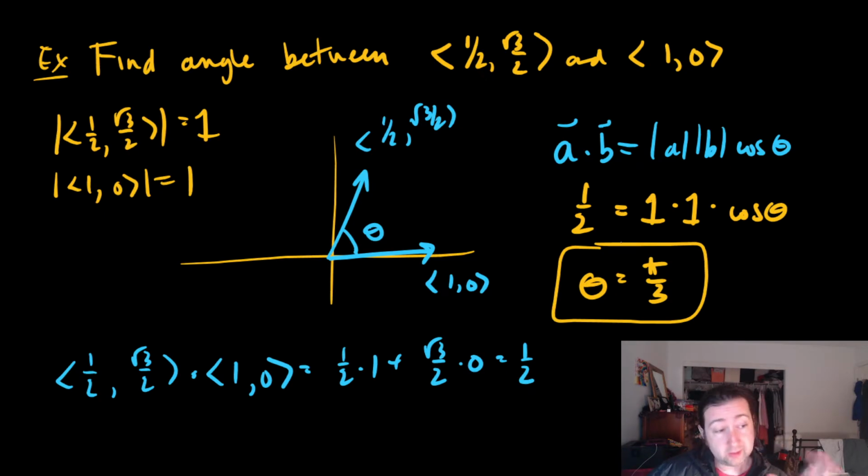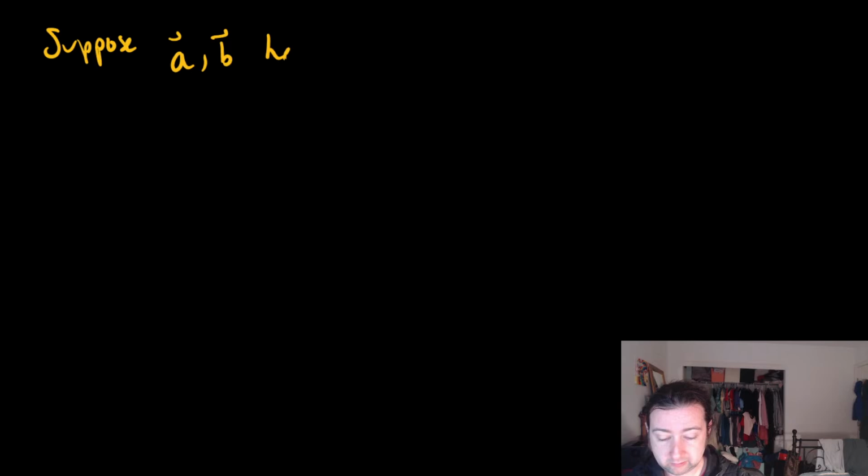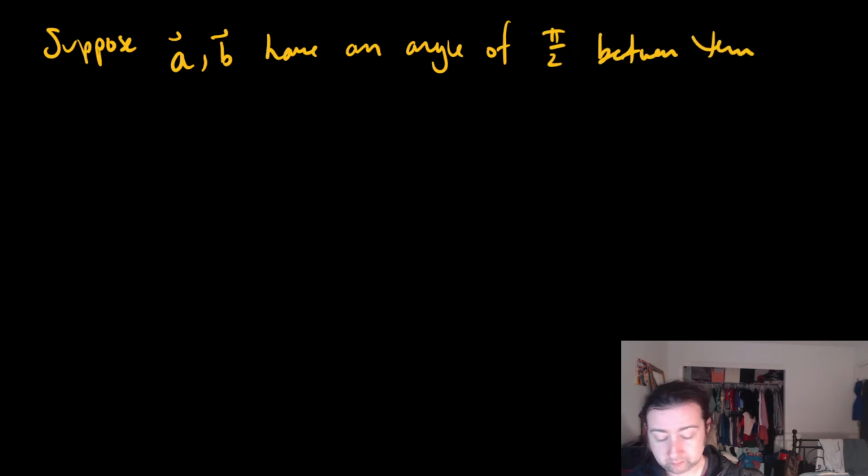A question you can ask is, when does this thing produce a 0? What does it mean? So let's take a look at what happens if we take two vectors that have the property that the angle between them is pi over 2. So suppose that you have sort of a right angle here. Suppose A and B have an angle of pi over 2 between them. So that picture looks like this.